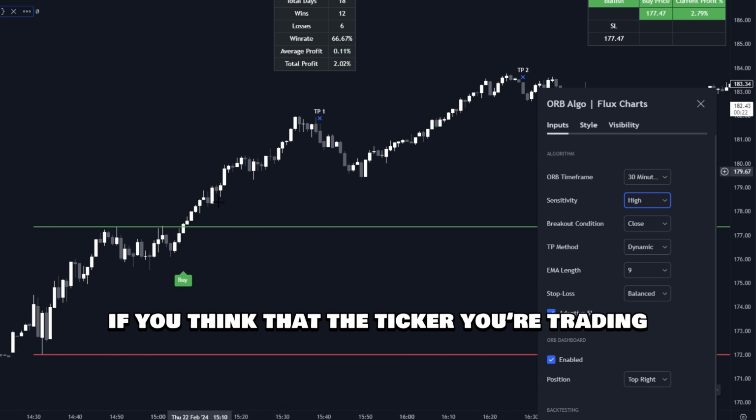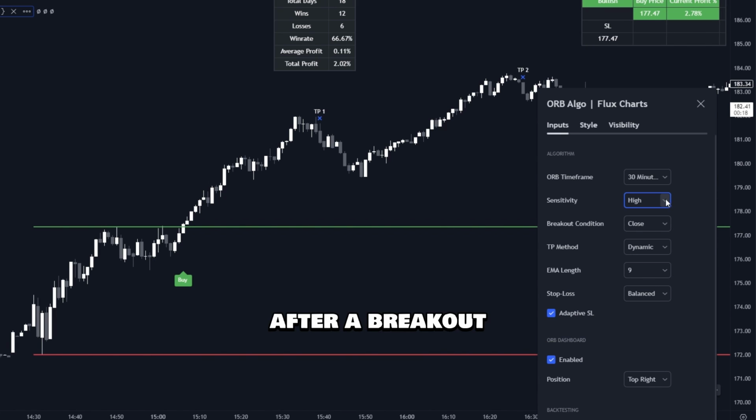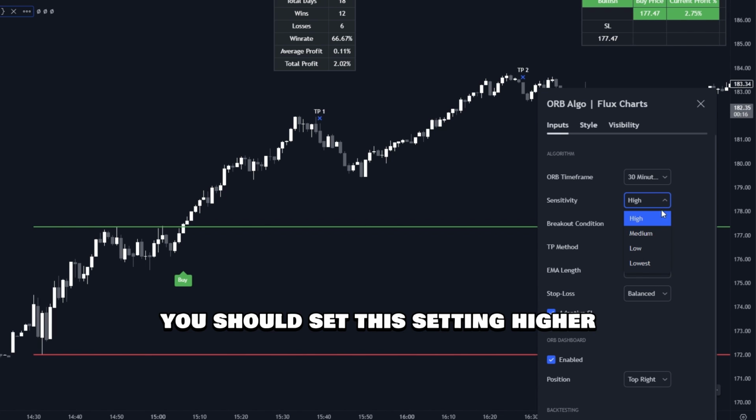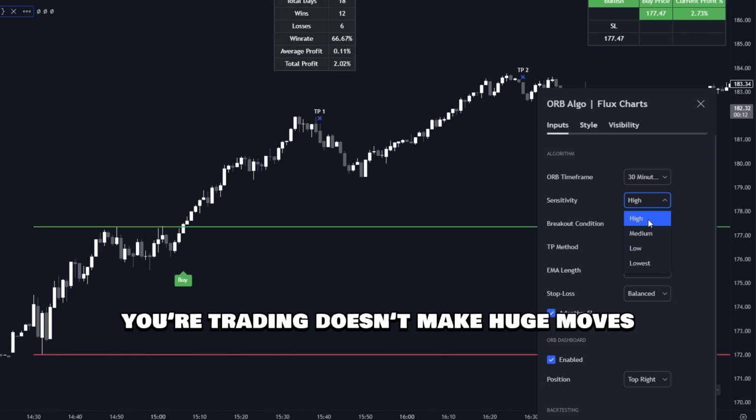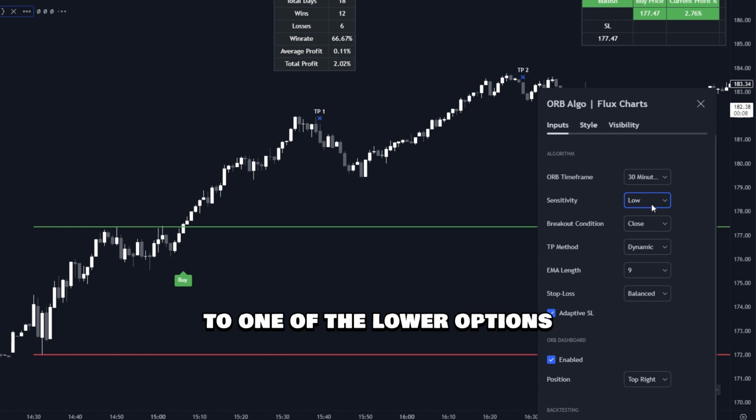If you think that the ticker you're trading makes huge movements in a bullish or bearish direction after a breakout, you should set this setting higher. And if you think the opposite, meaning that the ticker you're trading doesn't make huge moves after a breakout, you should set your sensitivity to one of the lower options.